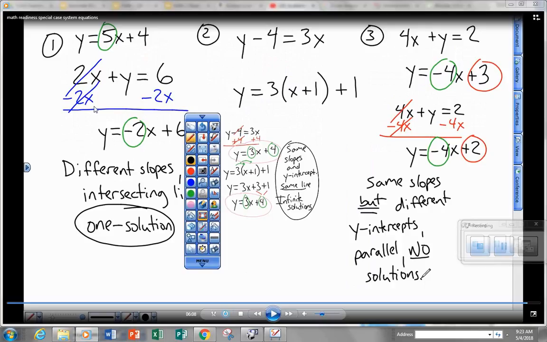Equations solved for y, different slopes, one solution. Equations solved for y, same slope, same y-intercept, infinite solutions. Solved for y, same slope, different y-intercepts, no solutions, parallel lines.